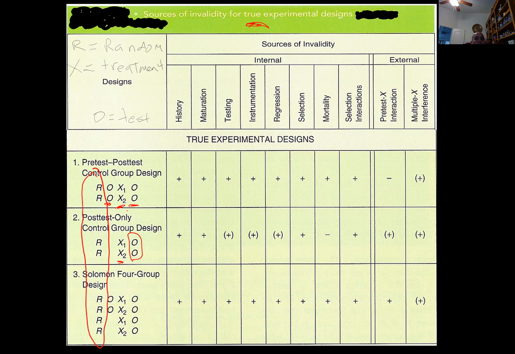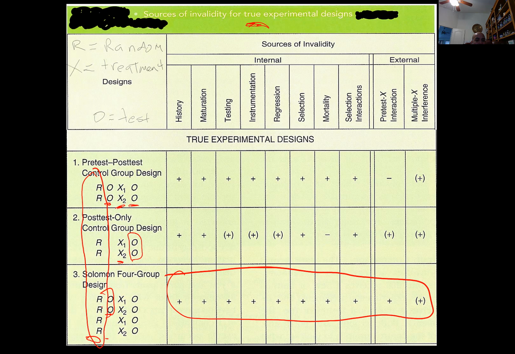And then you have the Solomon 4-group design. This is really robust, as you see here. There are absolutely no threats to validity. This is such an excellent design to be able to implement. Randomization, again, like the others, but you have 4 groups. On 2 of them, you have a pre-test. On 2 of them, you do not have a pre-test.